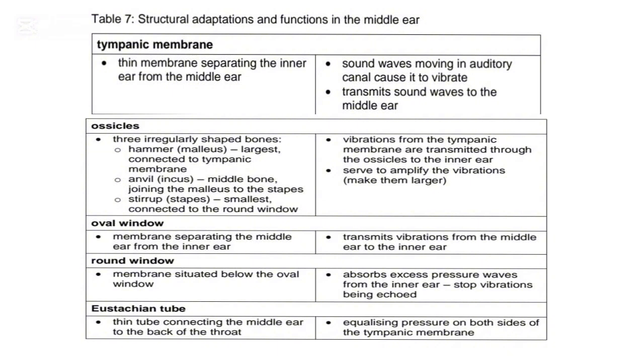Round window. This is a membrane situated below the oval window. Its function is to absorb excess pressure waves from the inner ear to stop vibrations being echoed. Eustachian tube. This is a thin tube connecting the middle ear to the back of the throat. Its function is to equalize pressure on both sides of the tympanic membrane.